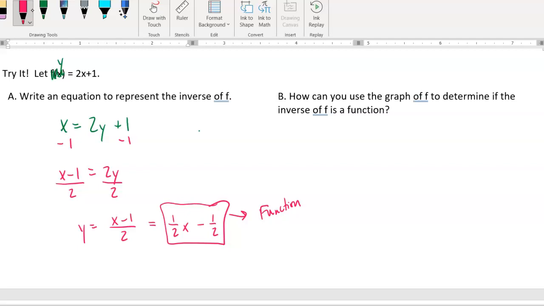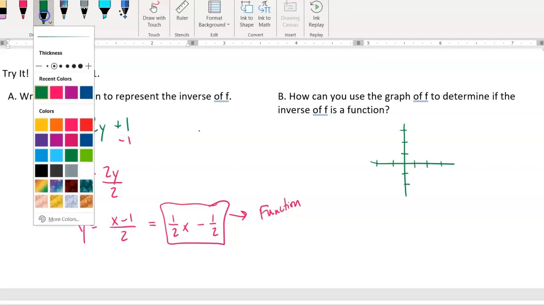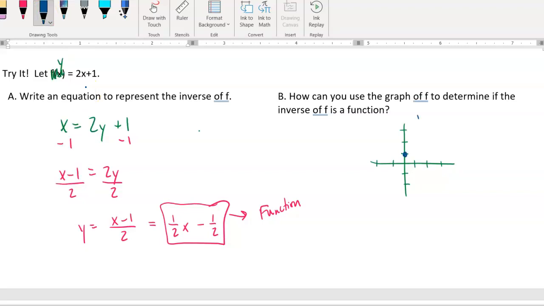And then part B says, how can you use the graph of f, the original function, to determine if the inverse is also a function? Well, if we graph the original function, y equals 2x plus 1, this would have a y-intercept of 1. The y-intercept is our b value. Our slope is 2, so we go up 2 over 1. So that's the graph of y equals 2x plus 1. Again, that passes the horizontal line test, so that's a way to tell, by looking at the graph of f, that its inverse is a function: by using the horizontal line test.